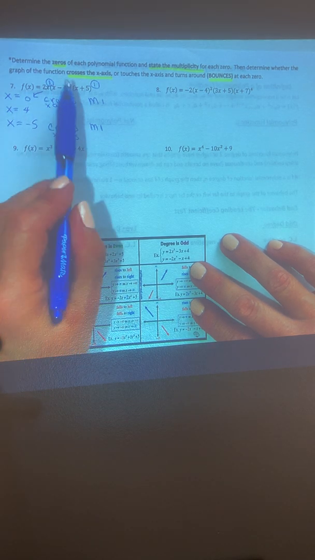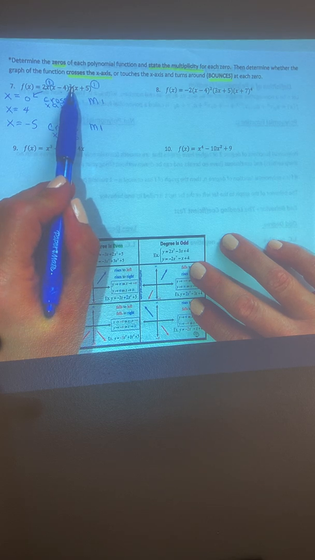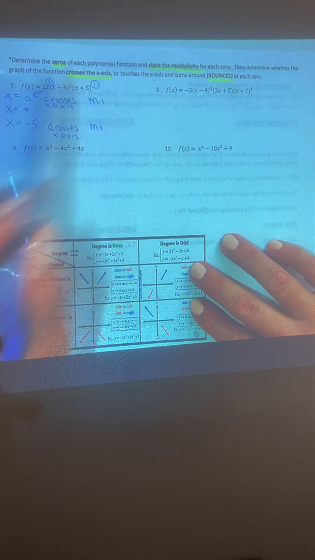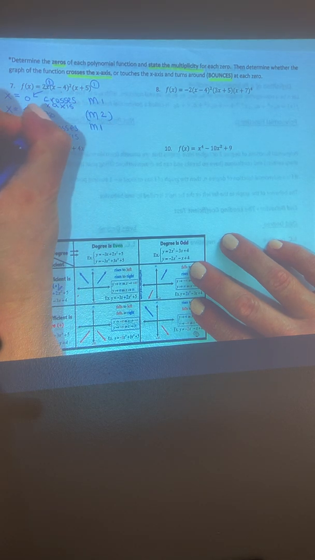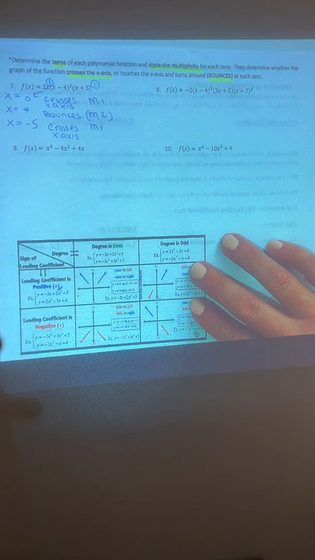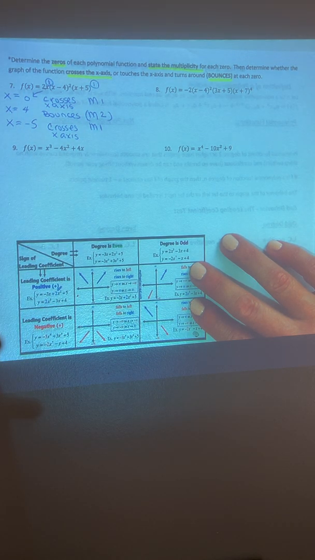Okay, now look at the 4. See how it's even? That has a multiplicity of 2, and therefore that bounces. Okay, let's go to the next one.